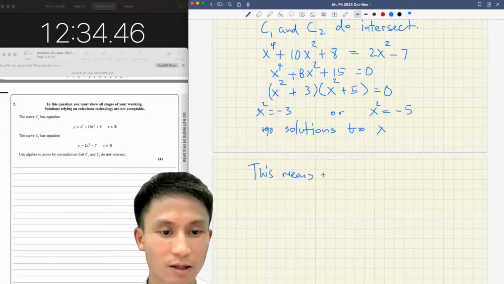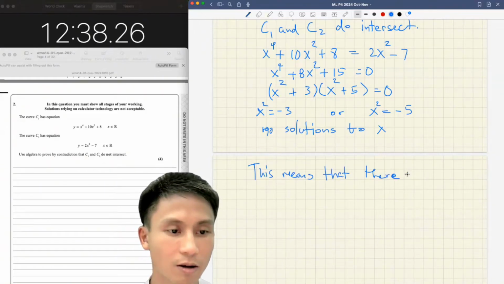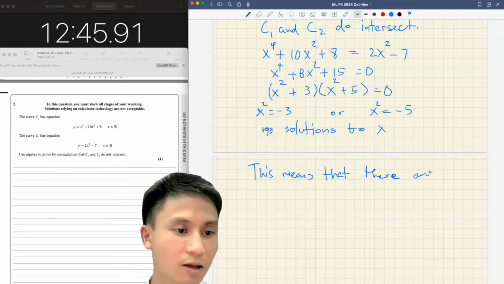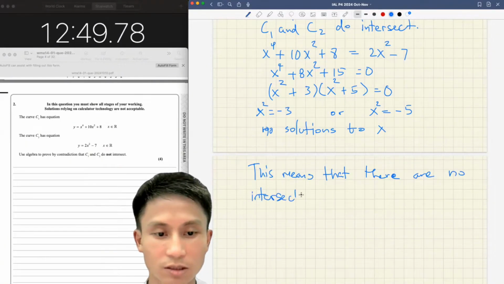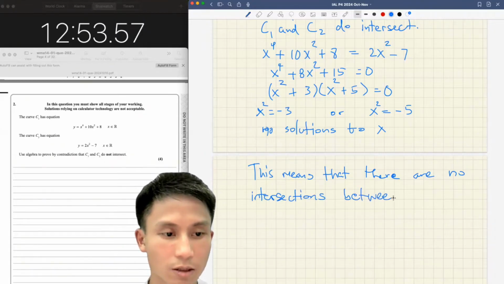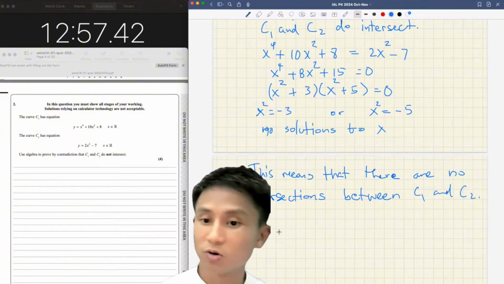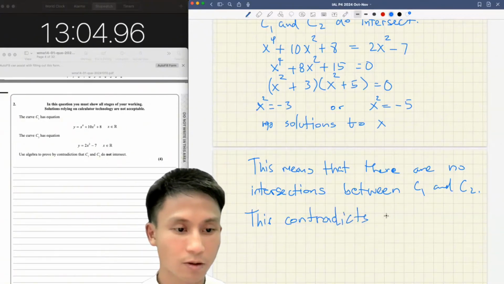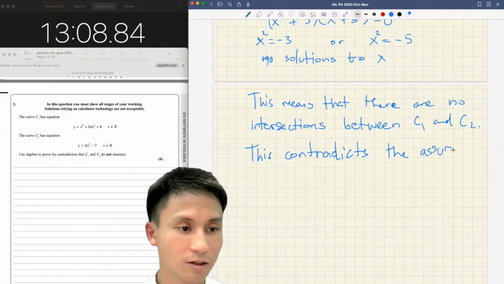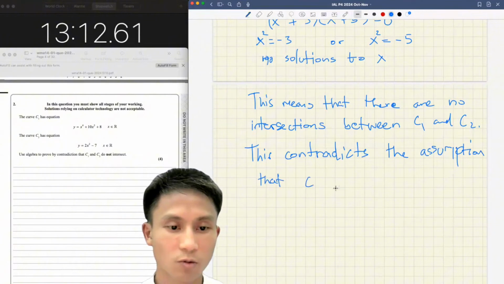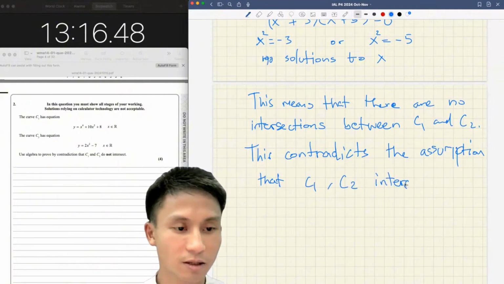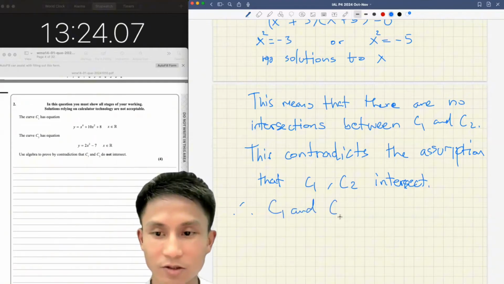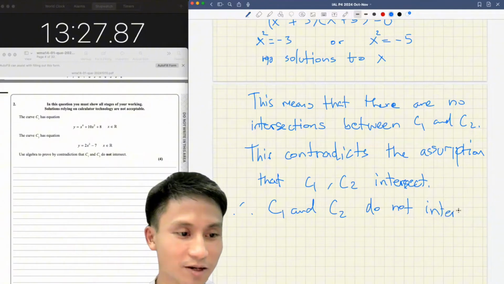This means that there are no intersections between C1 and C2. And when there are no intersections, this contradicts the assumption that C1 and C2 intersect, right? Therefore, C1 and C2 do not intersect, all right?